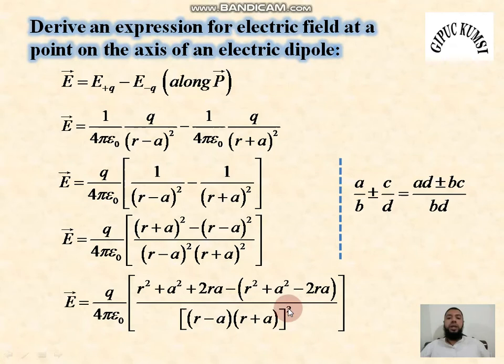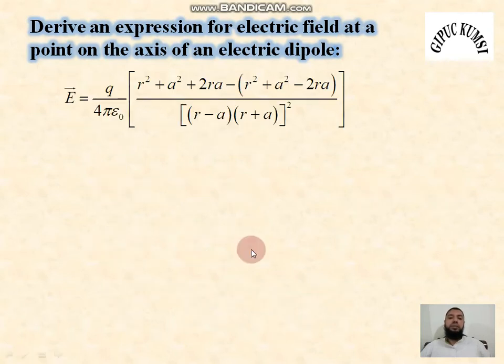In the numerator, make use of the identity: r square plus a square plus 2ra, and keep the minus as it is. Within the brackets, expand the a minus b whole square using the a minus b whole square formula: r square plus a square minus 2ra. Now remove the brackets.